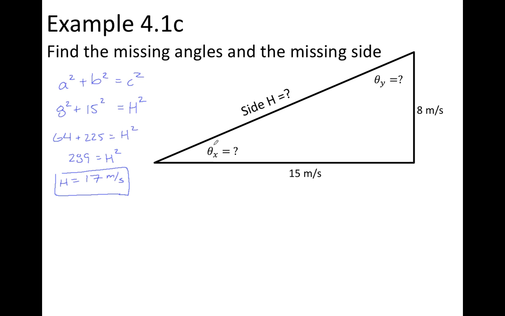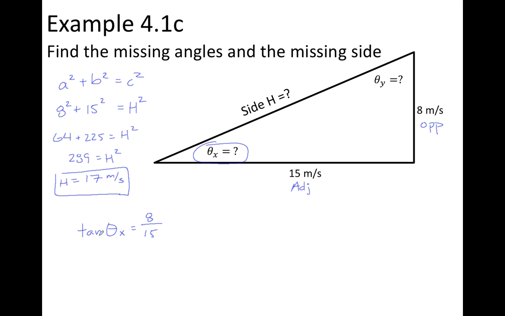Okay, for the angles, we have to choose one angle to solve for. So we'll choose theta x, and we know the opposite side, the 8 meters per second squared, would make up the opposite side, and the 15 meters per second would be the adjacent side. So which trig function relates the opposite and adjacent sides of a triangle? That's tangent. So the tangent of my unknown angle has to be the opposite side, which here is 8, over the adjacent side, which is 15.